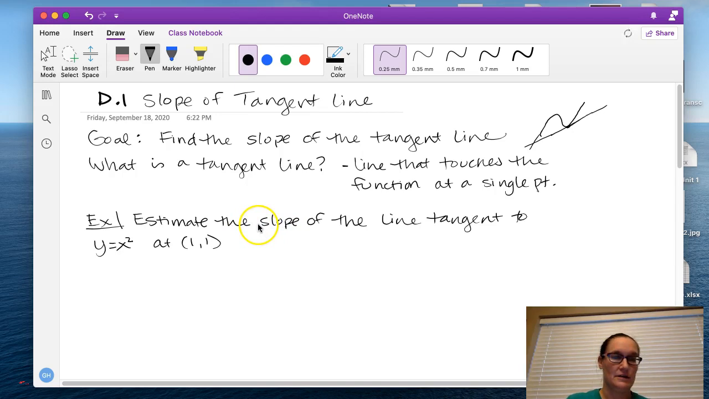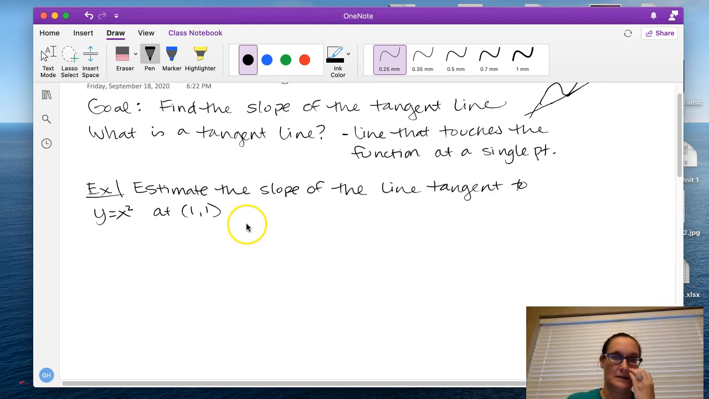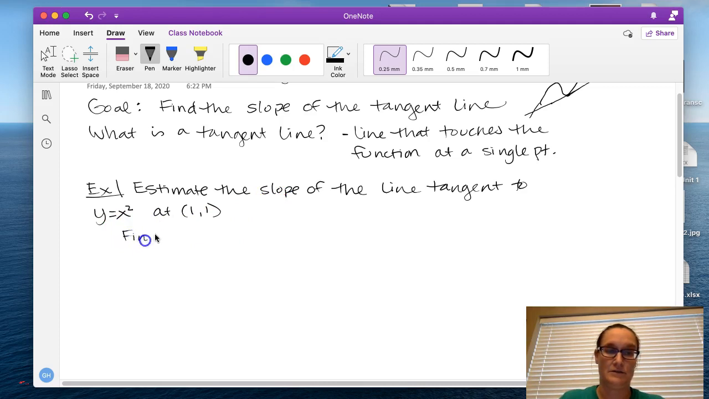So we're going to start the idea of this with estimating the slope of the tangent line. How in the world are we going to estimate the slope of the tangent line? You can only find the slope with 2 points, and we only have 1 point. So how we're going to do that is we are going to find the slope of what are called secant lines. Secant lines are lines that go through 2 points on a graph.